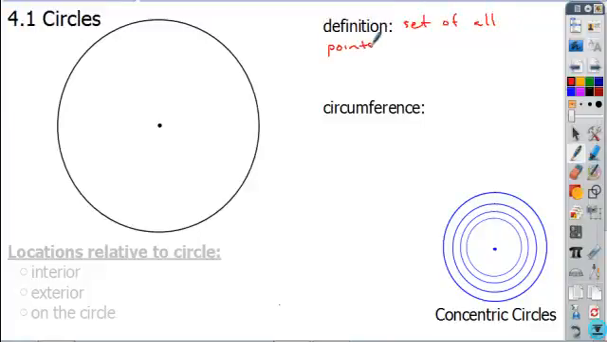If we look at the circle as the set of all points that are a given distance from a fixed point, there's a slight flaw to this definition. Can anybody catch what that flaw is? PJ? Yes, so this definition that I wrote up here is actually the definition for a sphere.